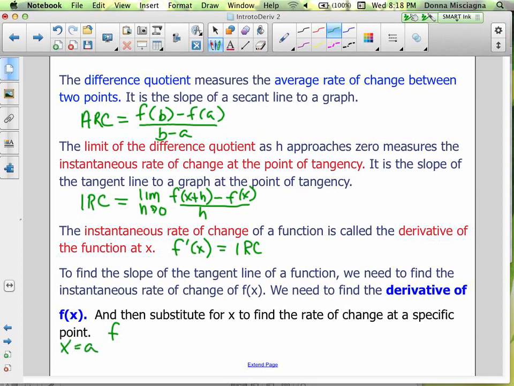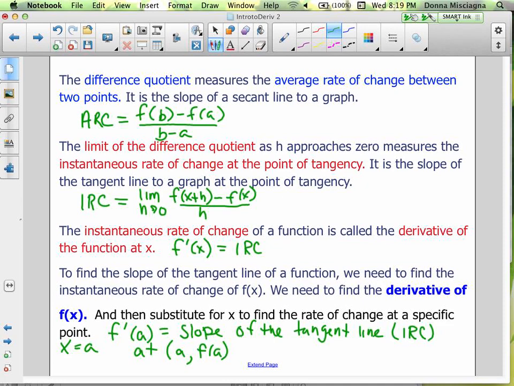So let's say our x value here is going to be a. If we substitute that into our derivative, that's going to give us the slope of the tangent line, which is just the instantaneous rate of change at our point a, f prime of a. So a little comparison there of average rate of change and instantaneous rate of change. The rest of this podcast and this lesson, we're going to be focusing on instantaneous rate of change.